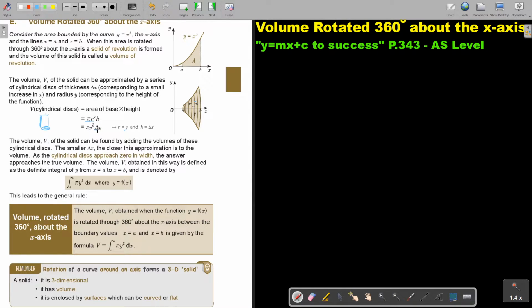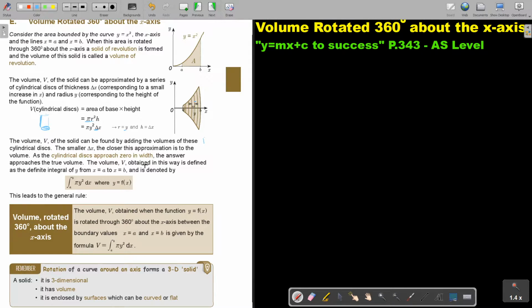So the volume V of the solid can be found by adding the volumes of these cylindrical discs. The smaller delta x, the closer the approximation is to the volume. Just like when we made the rectangles very thin, almost like a line, the answer was closer to the real answer. So as the width of the cylindrical disc approaches zero, the answer approaches the true volume.